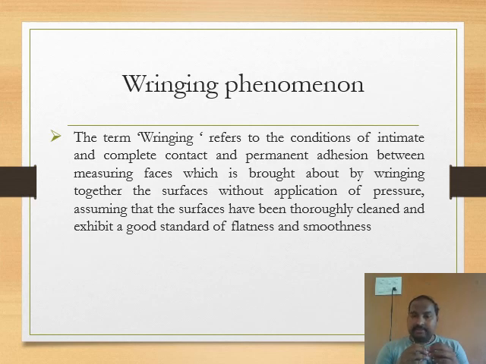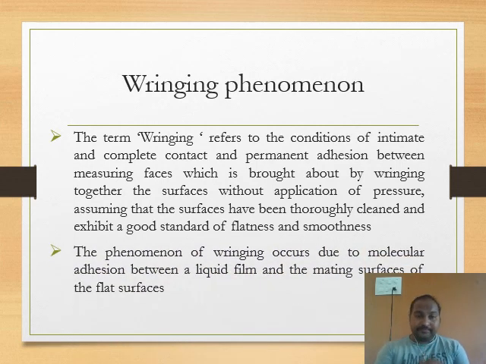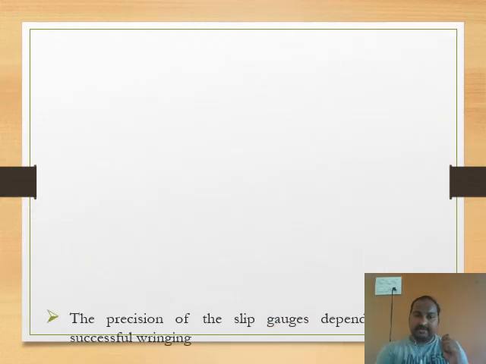When the pressure is applied, the liquid film is going to break and proper molecular adhesion is not going to occur. That's why, without the application of pressure, the gauges need to be rubbed and then they attach, assuming that the surface has been thoroughly cleaned and exhibits a good standard of flatness and smoothness. The phenomenon of ringing occurs due to molecular adhesion. As I already mentioned, it is between the liquid film and the mating surfaces.